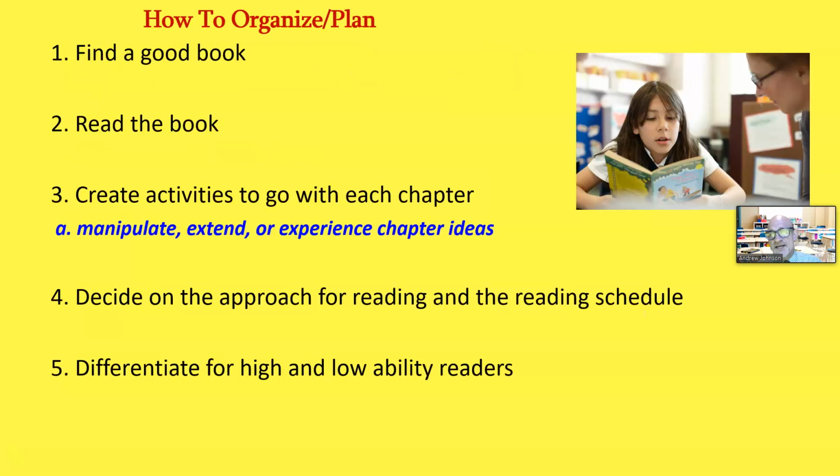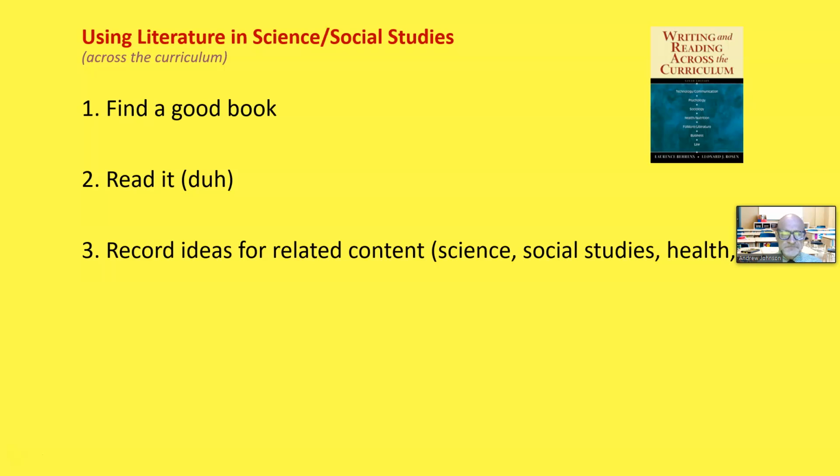So how do you organize this? Well, first you find a good book, and if you enjoy it, chances are students will enjoy it. You read the book, and then you create activities to go with each chapter ahead. And again, the activities are to manipulate, extend, or experience the chapter ideas in some way. Decide on the approach that you're going to use for reading and the reading schedule. And then you may need to differentiate for high and low ability readers.